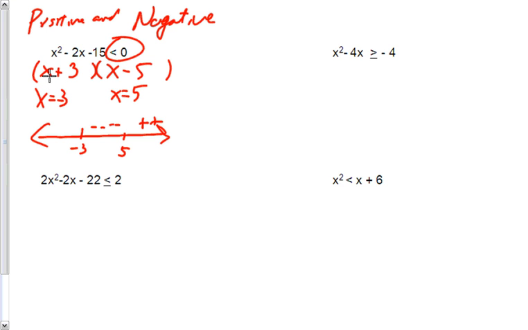This is a positive, right? When you put 10 plus 3, that's positive. 10 minus 5 is 5. It's positive. Positive times positive is a positive. So use that to your advantage.